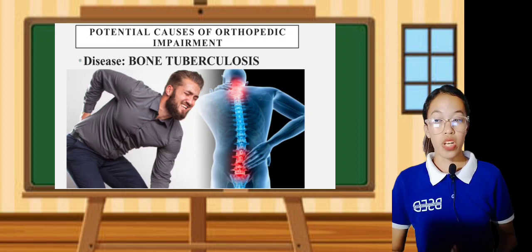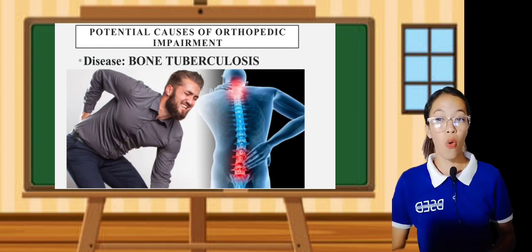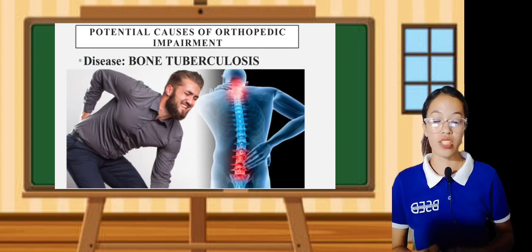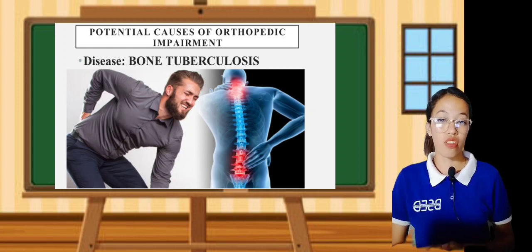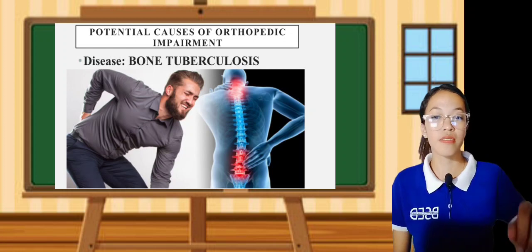The next one is bone tuberculosis. Bone tuberculosis, or what we call osteoarticular tuberculosis, is a type of extrapulmonary tuberculosis. It most often affects the spine, but it can also spread to other bones and joints.